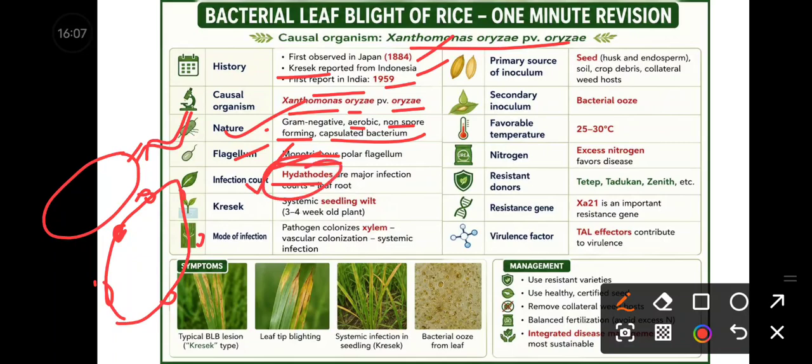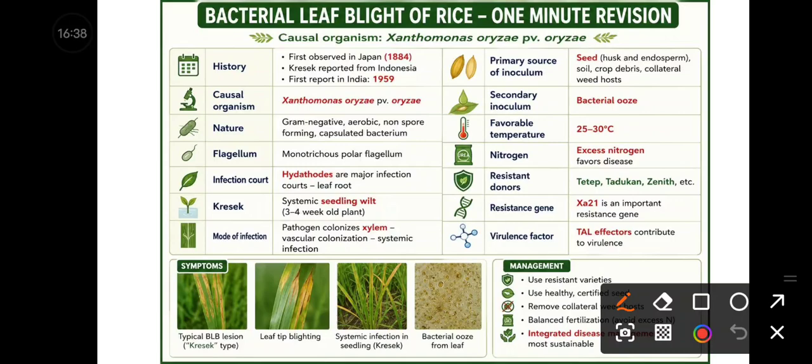Then about the crescent phase. See, these bacterial leaf blight symptoms are actually categorized into two phases. Initially, when the rice is in the seedling stage, systemic seedling wilt occurs. Sudden systemic wilting of small seedlings is known as crescent. So the entire nursery will look wilted, in 3 to 4 week old plants. Okay, that phase is known as crescent.